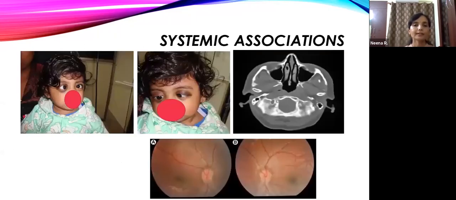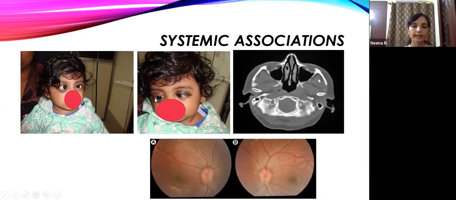So now moving on to systemic associations. Sometimes you may get cases in which there are systemic associations and systemic implications in the eye also. For example, this child was brought to us by her parents with complaints of bilateral reddish black eyes and sudden onset of squinting.